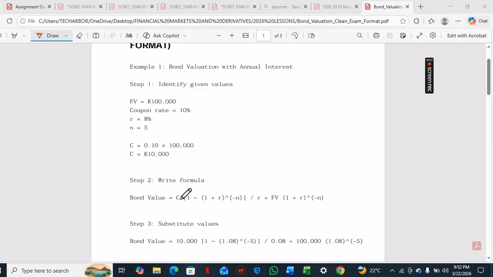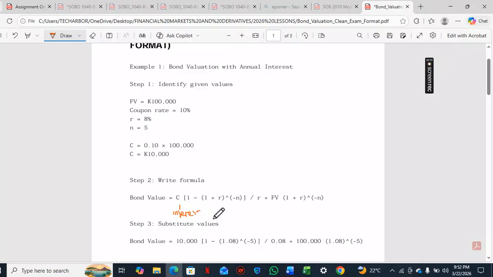This is the formula here. C is the coupon or the interest payment. Now, since this interest is paid to you on an annual basis, or sometimes on a semi-annual basis, it represents an annuity. So this is the formula for the present value of an annuity.